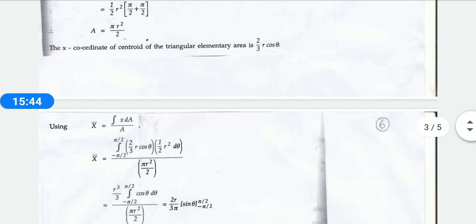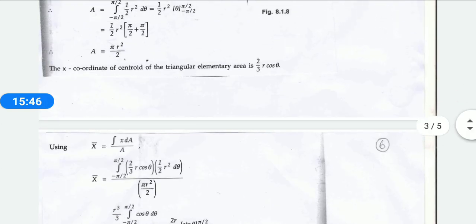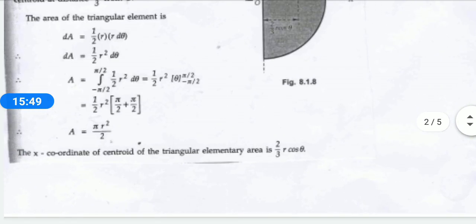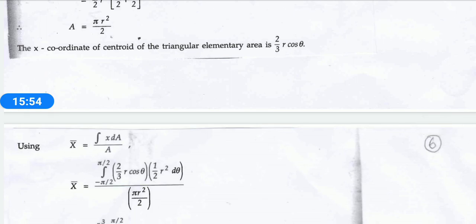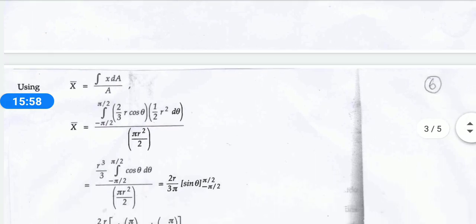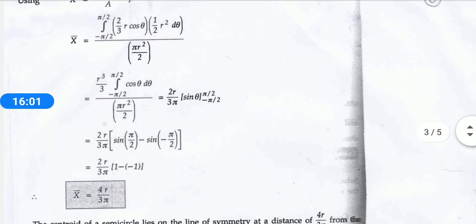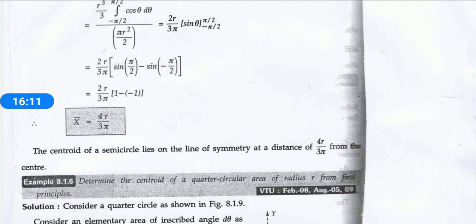So substitute that value in the x, and for dA substitute whatever we had assumed, that dA is equal to half into r square d theta. And in the place of A, substitute A is equal to pi r square divided by 2. From that you will get x bar is equal to 4r divided by 3 pi. Do the integration by yourself and get the value. Y bar is already equal to 0, so no need to find your y bar, only x bar is enough for your semicircle.